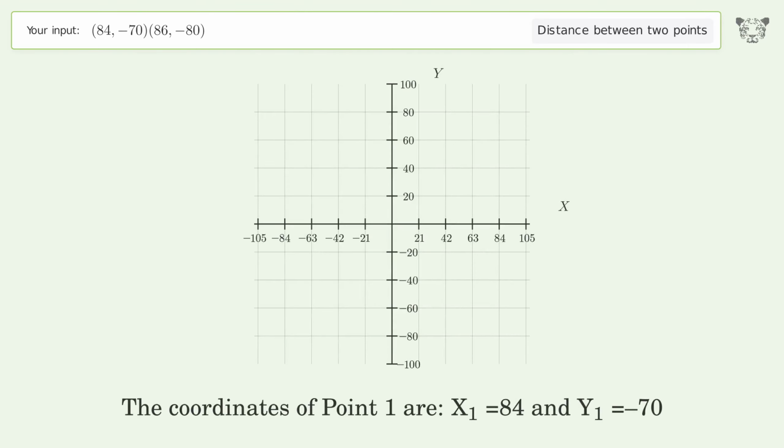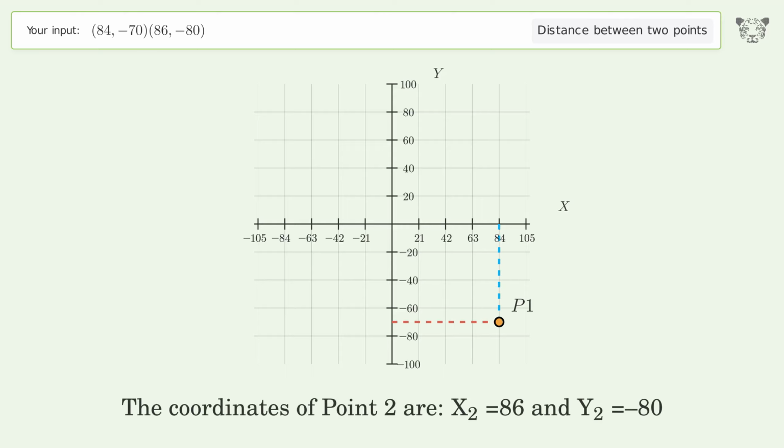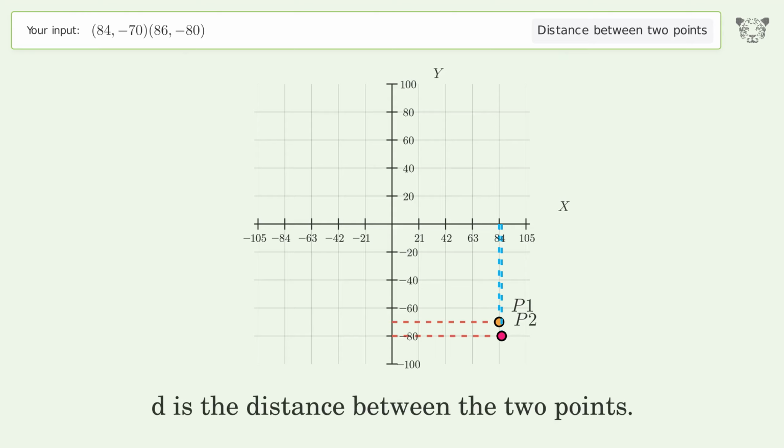The coordinates of point 1 are x1 equals 84 and y1 equals -70. The coordinates of point 2 are x2 equals 86 and y2 equals -80. D is the distance between the 2 points.